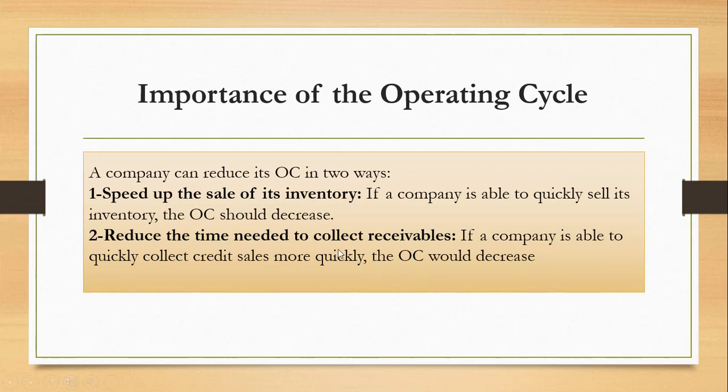A company can reduce its operation cycle in two ways. Firstly, speed up the sale of its inventory. If a company is able to quickly sell its inventory, the operation cycle should decrease. The second method is to reduce the time needed to collect receivables. If a company is able to collect credit sales more quickly, the operation cycle would decrease. So it is better for the company to reduce its operation cycle by these two ways.